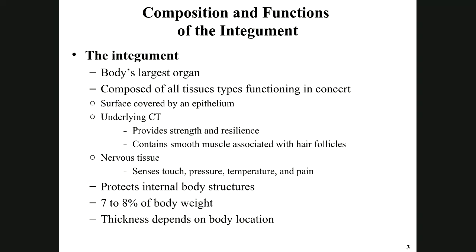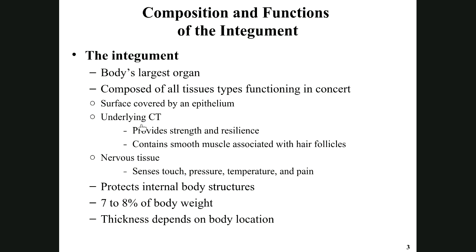The integument is the largest body organ. It is composed of all types of tissue, which we discussed before: the nervous tissue, the epithelial tissue, connective tissue, and muscle. The surface of our skin is covered by epithelium. After that, we have underlying connective tissue, which provides strength and resilience to our skin. In this connective tissue, we have smooth muscles which are associated with hair follicles, and we call them arrector pili muscle, and I will talk about it later for you.